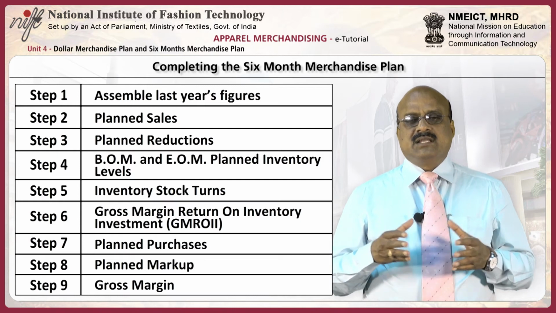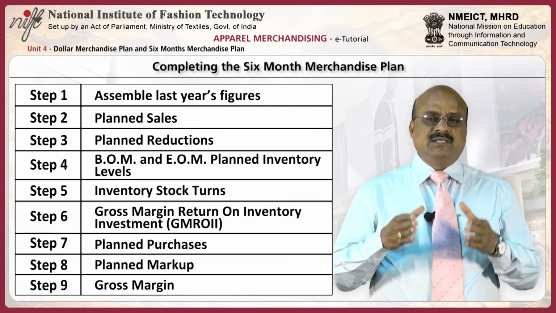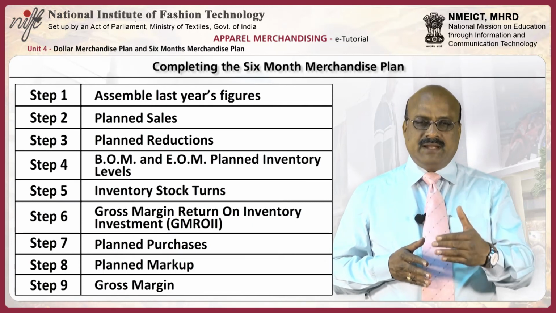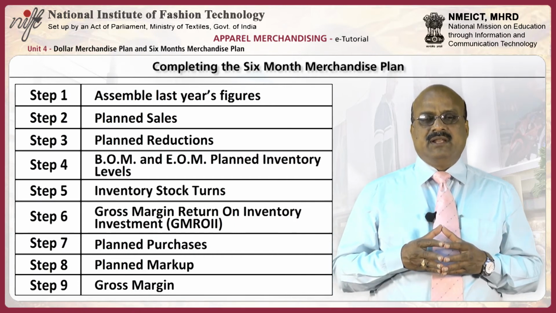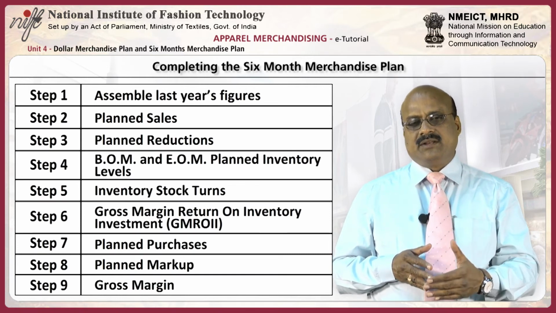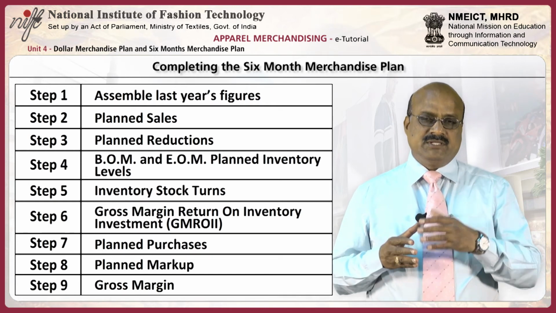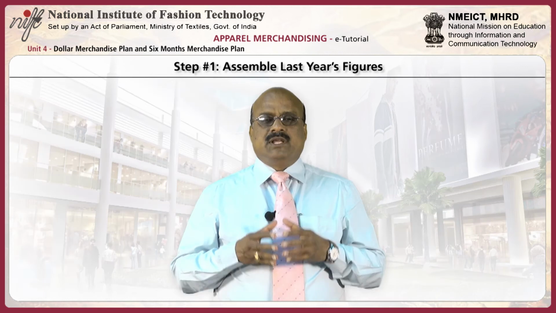There are 9 steps to complete the 6-month merchandise plan. They are: assemble last year's figures, planned sales, planned reductions, B.O.M. and E.O.M. planned inventory levels, inventory stock turns, gross margin return on inventory investment, planned purchases, planned markup, gross margin.